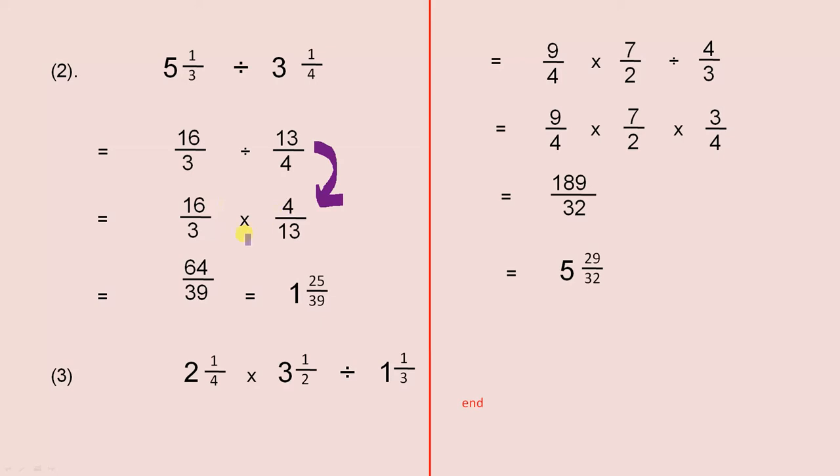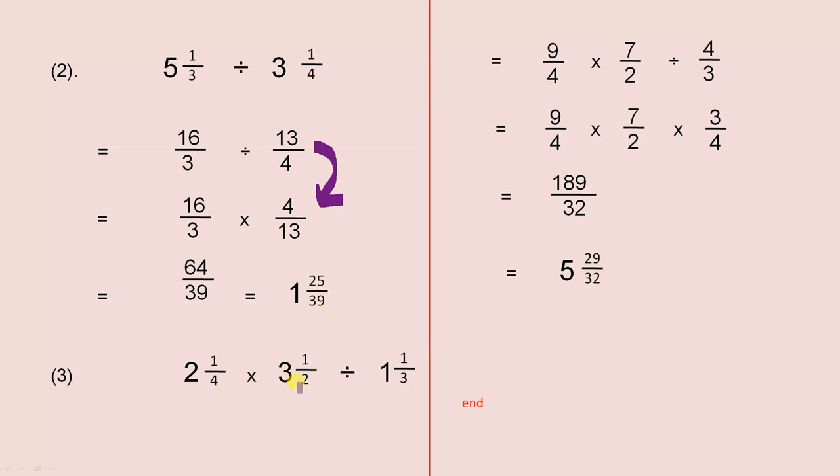Multiply the numerators to give us 64. Multiply the denominators to give us 39. 39 into 64 goes once, and 25 left over, so it's 1 25/39.